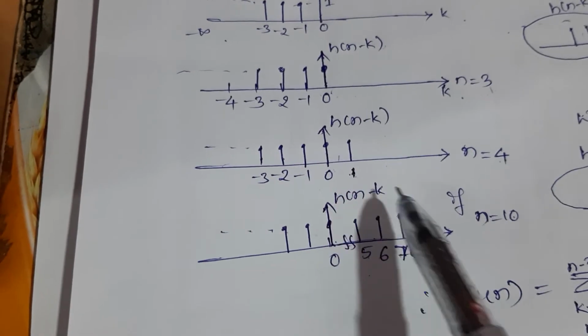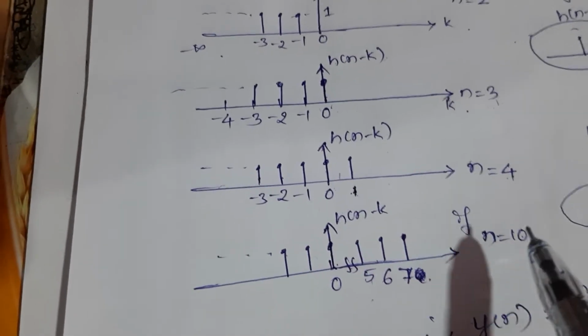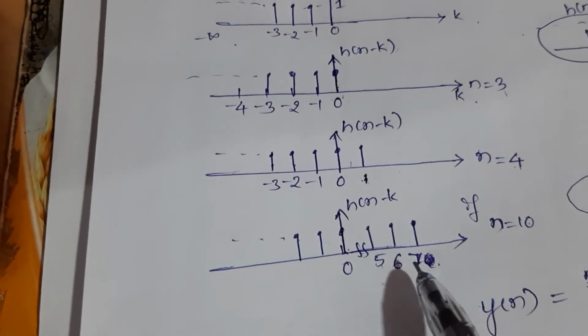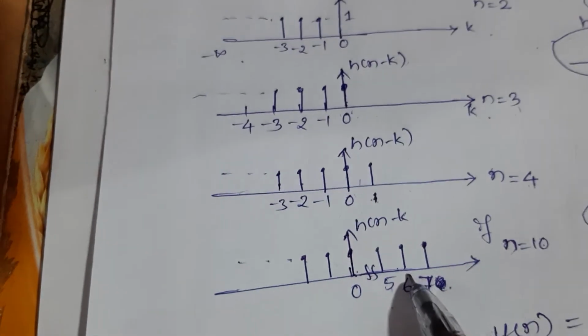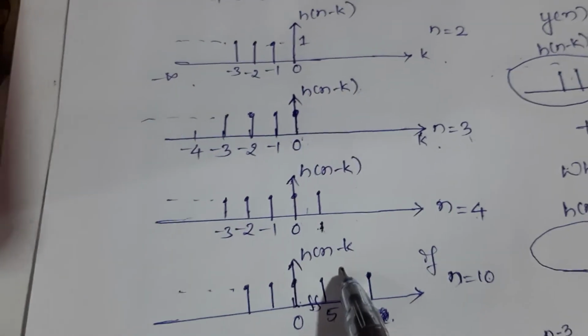If it is 4, it is 1. If it is 5, it would be 2. Then if n is 10, then it is 7. So in this way, we can take any value for n. Now, what is the conclusion?